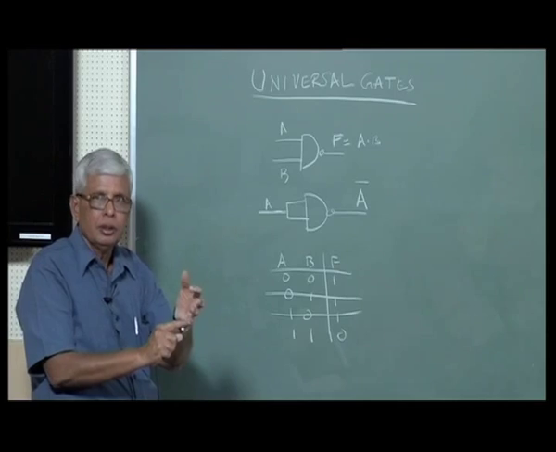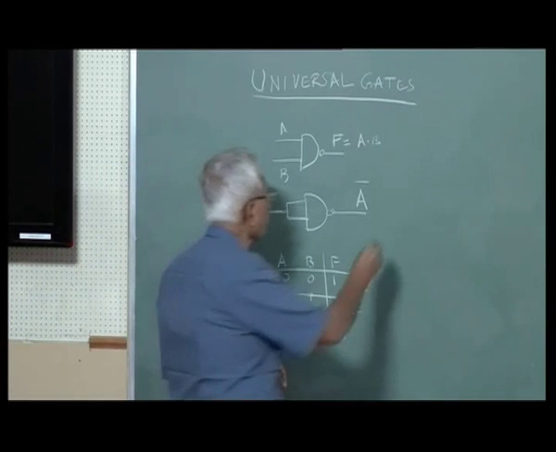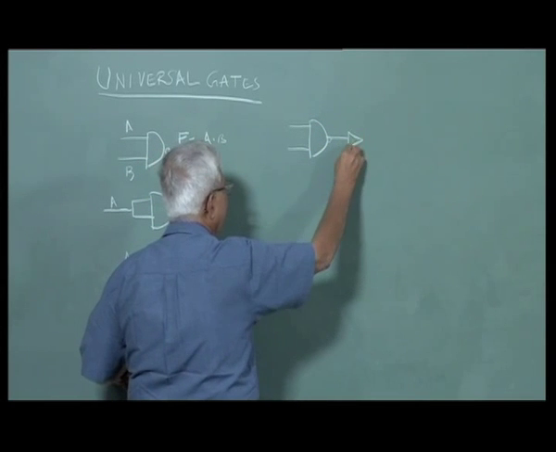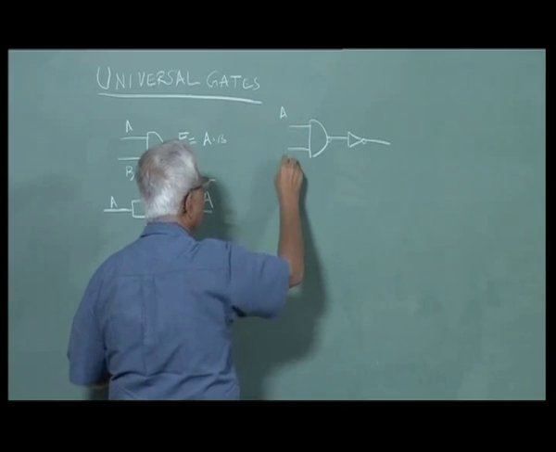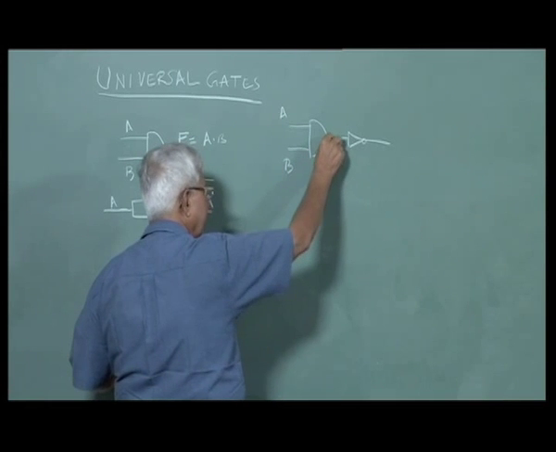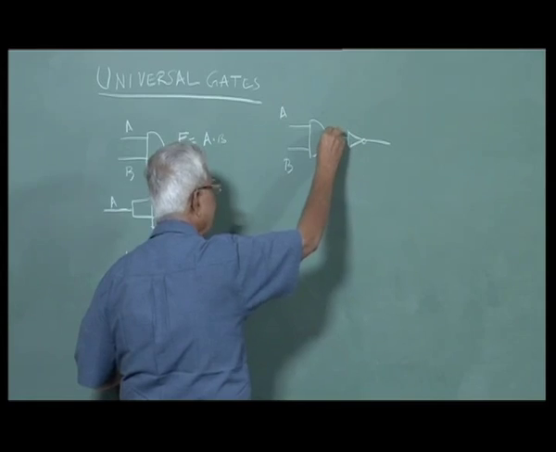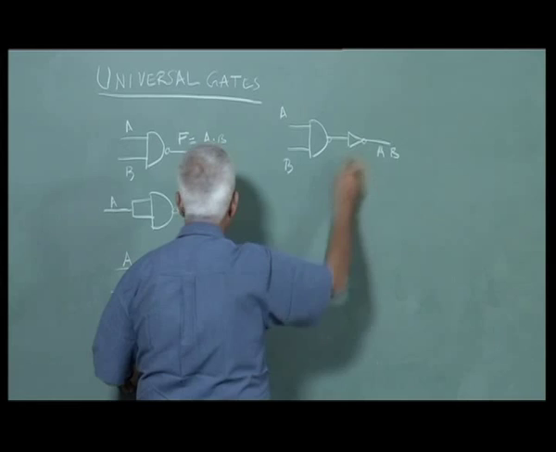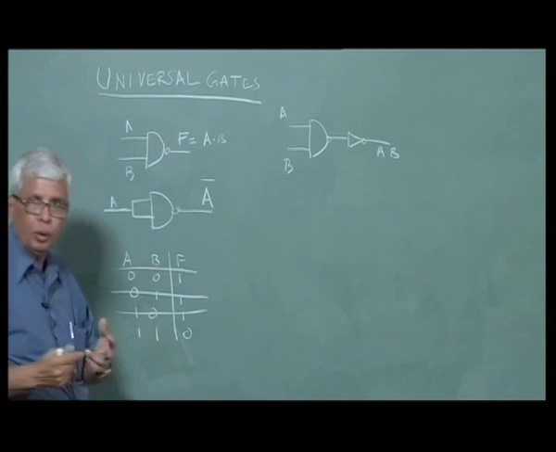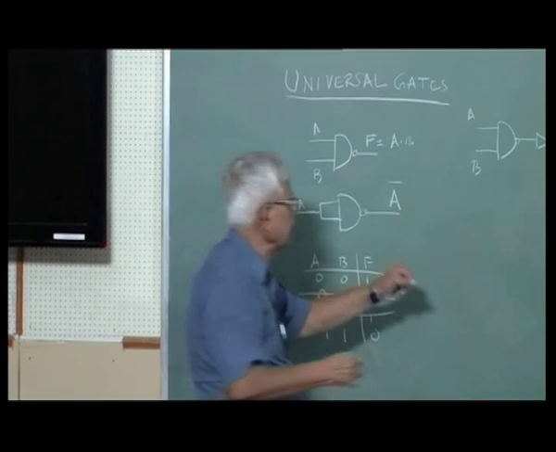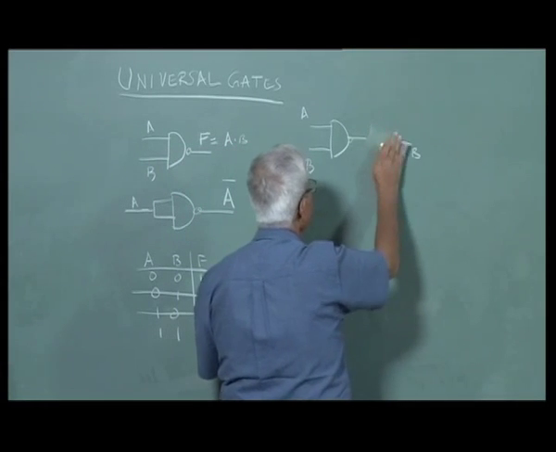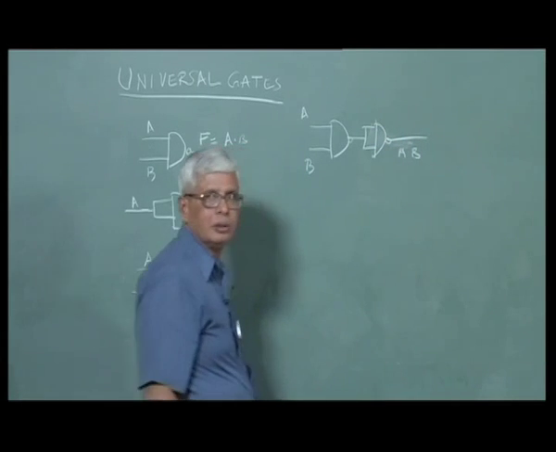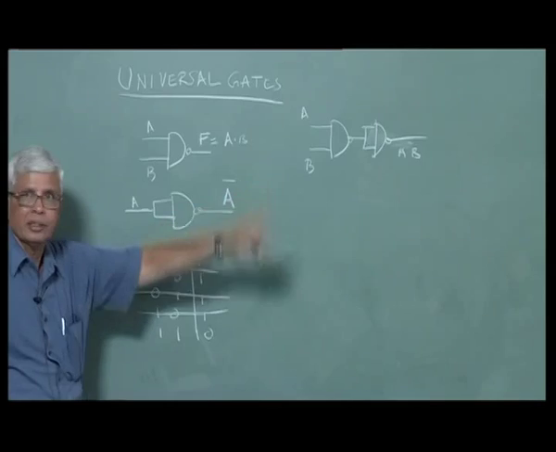Okay? AND gate. I take a NAND gate again and put an inverter here. This is A and B, then AB bar, and the inverter. So this NAND followed by an inverter becomes AND. So I get it with two NAND gates. This inverter is nothing but, just now we showed, the same as that inverter.